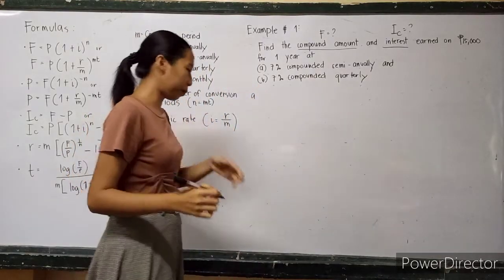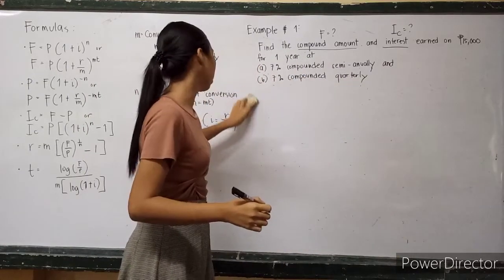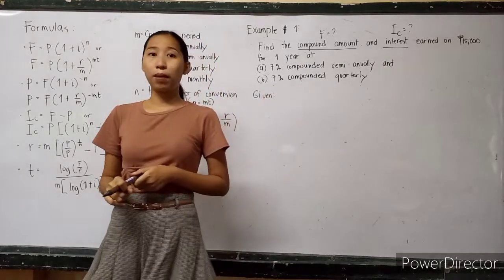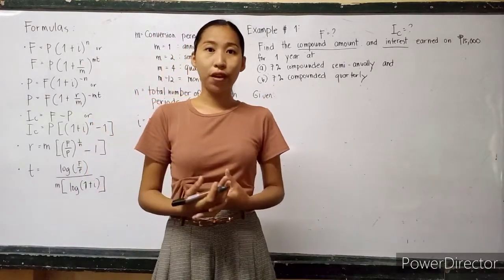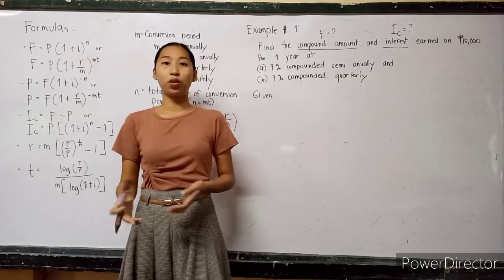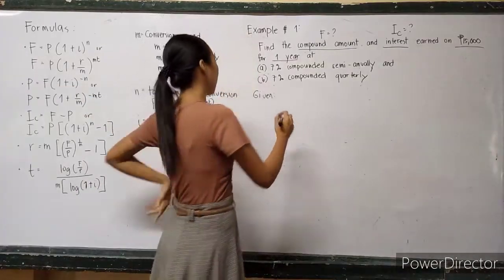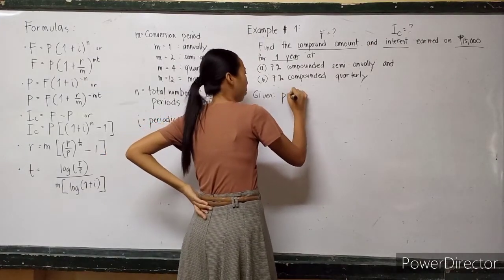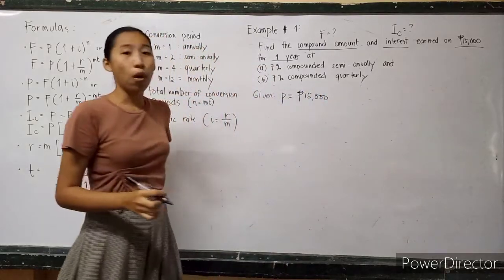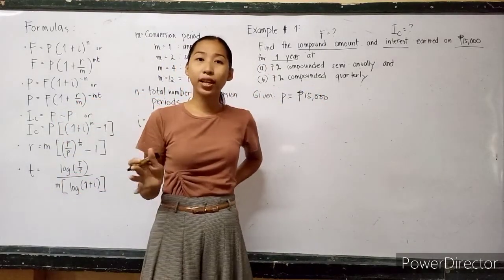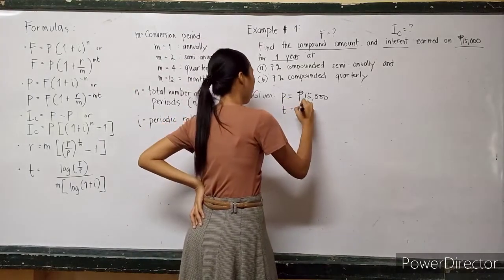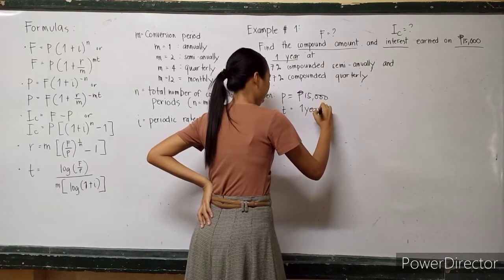Okay, so let's proceed now with letter A. Before we proceed with the solution, let us start with the given. Always remember to start with the given. Because once you already know your given, it is easier to choose a formula and to proceed with the next steps. We have 15,000, which is our principal. And then, 1 year. Tip, when it is year, that means you are referring to time. So, T is equal to 1 year.